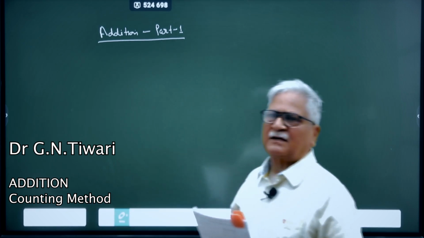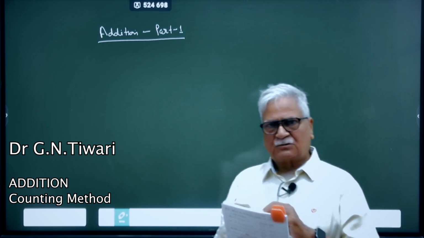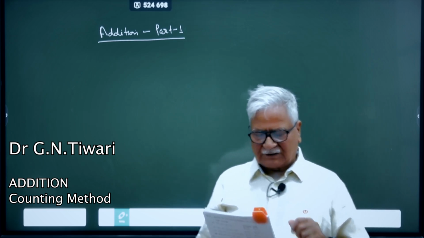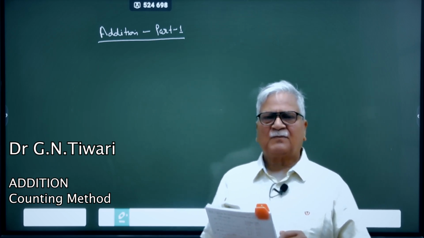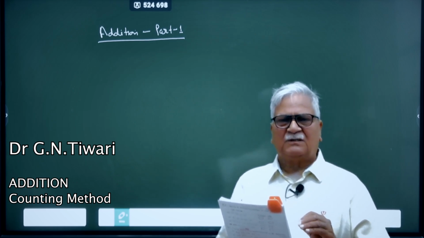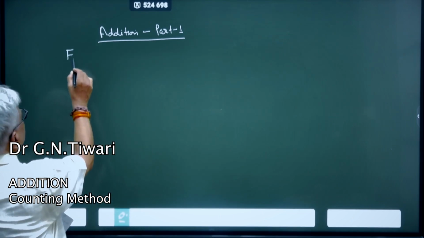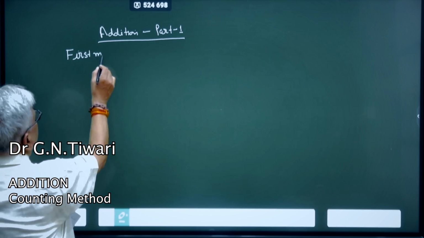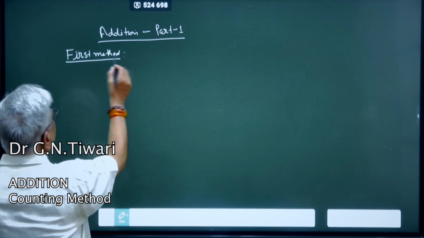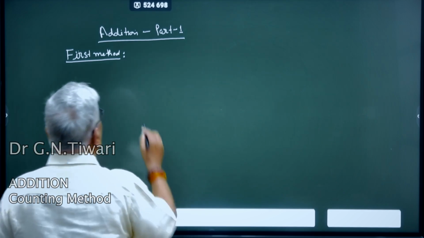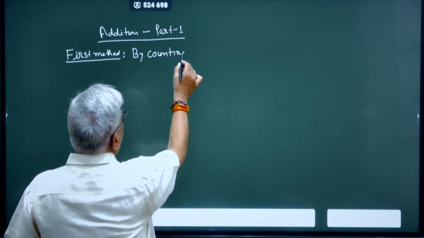This addition is going to be for class 2 math, and basically there are 4 methods which I will discuss today. In the first lecture, I will try to discuss the first and second method, and I will request the children of class 2 to understand all, or at least one. First method: by counting method.